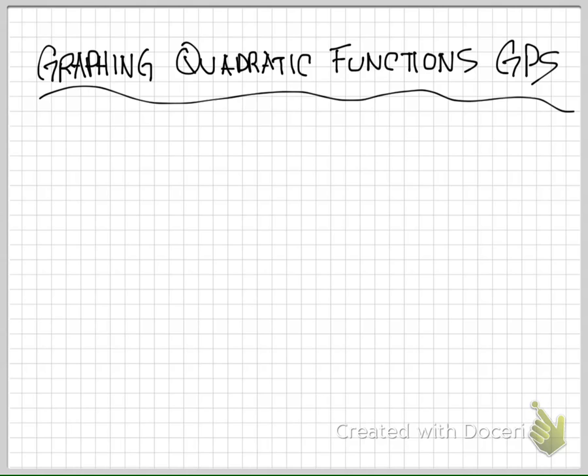Please take a moment to copy down this GP number 1. I would like you to try to graph that equation and then pause the video while you're graphing it. Hit play when you're finished to see the solution. So GP number 1 says I have y equals negative x squared plus 5. So go ahead and pause the video and try to graph that problem.